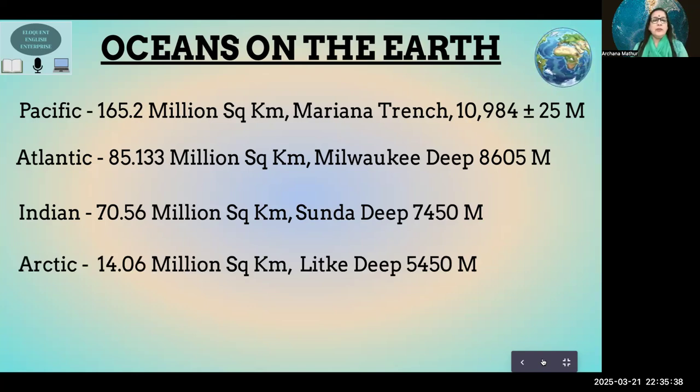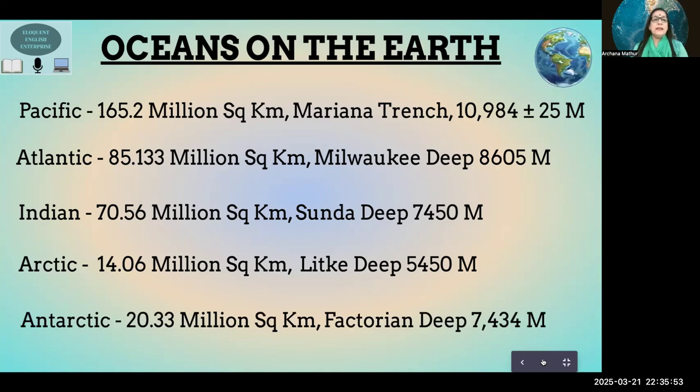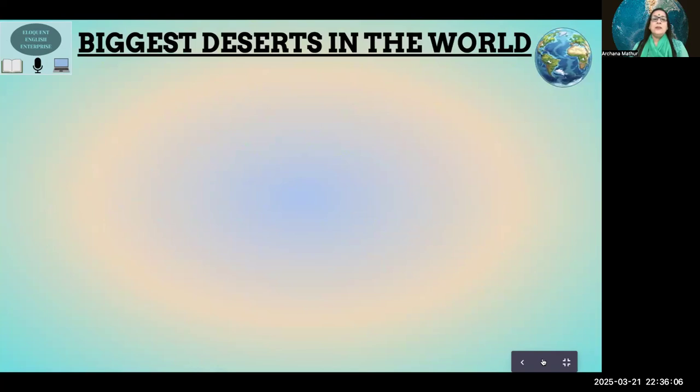The Arctic Ocean, which is close to the North Pole, is 14.06 million square kilometers, and the deepest part is the Litke Deep, which is 5,450 meters deep. The last one is the Antarctic Ocean, which is 20.33 million square kilometers, and the deepest part is the Victorian Deep, which is 7,434 meters deep.